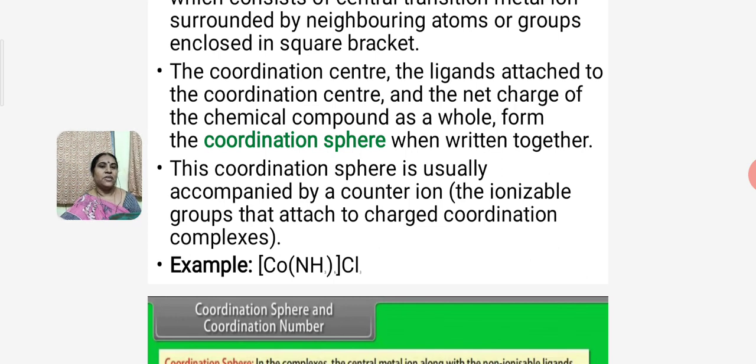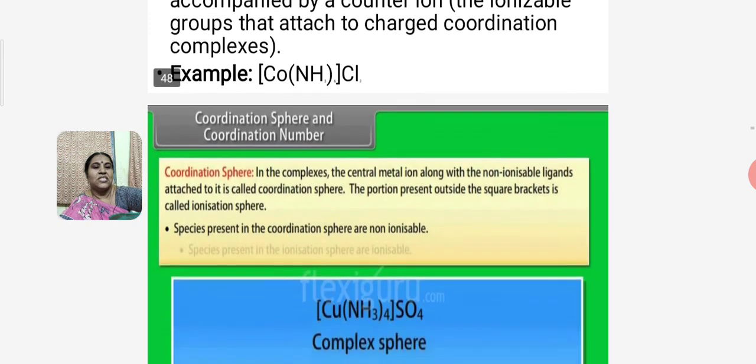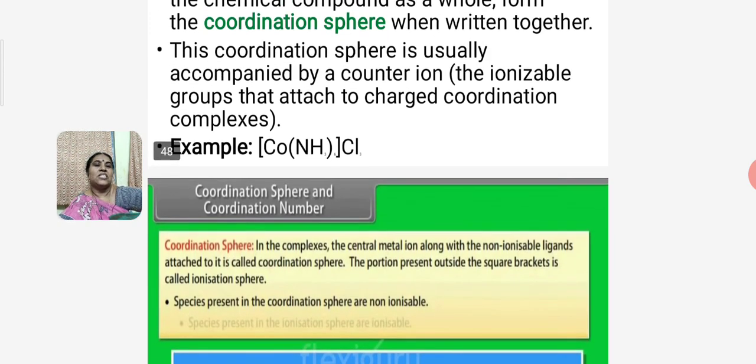For example, [Co(NH3)6]Cl3 is a coordination complex. In this complex, [Co(NH3)6]3+ is the coordination sphere and Cl- is the counter ion.